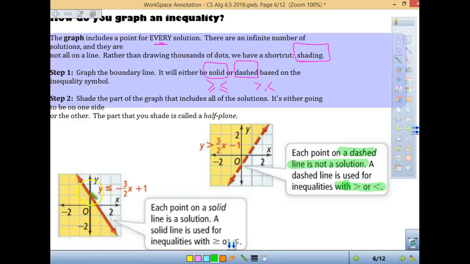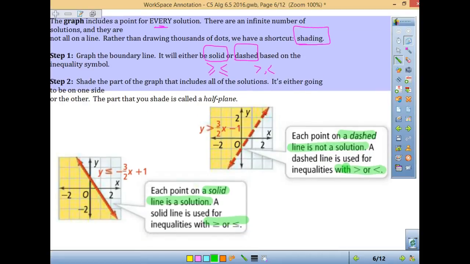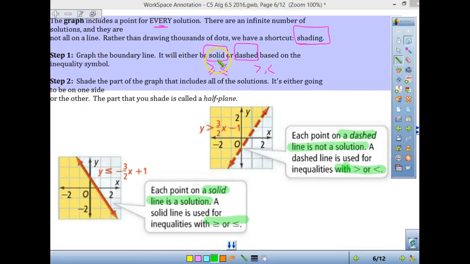Whereas over here, every point on this line, because it's solid, will make it true. Every point on there is a solution. So you got to make sure you're understanding the difference between your solid one and dashed one. Then it says you're going to shade the part of the graph that includes all solutions. It's either going to be on one side or the other, and this is called the half plane.